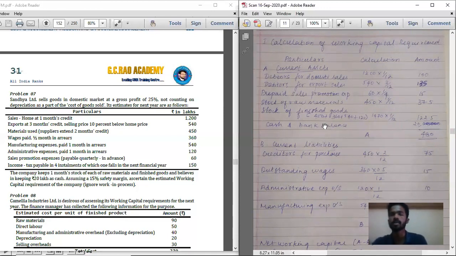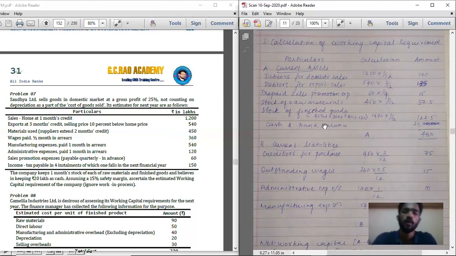So the value of cost of production includes only material cost, labor cost, administrative expenses and manufacturing expenses. It won't include any sales promotion expenses. So the total cost of production is 1470. In calculation column, put 1470 into, how much is the closing stock to be maintained? 1 month. 1 divided by 12. So it is 122.5. Amount column put 122.5. So with this we have completed stock of finished goods.